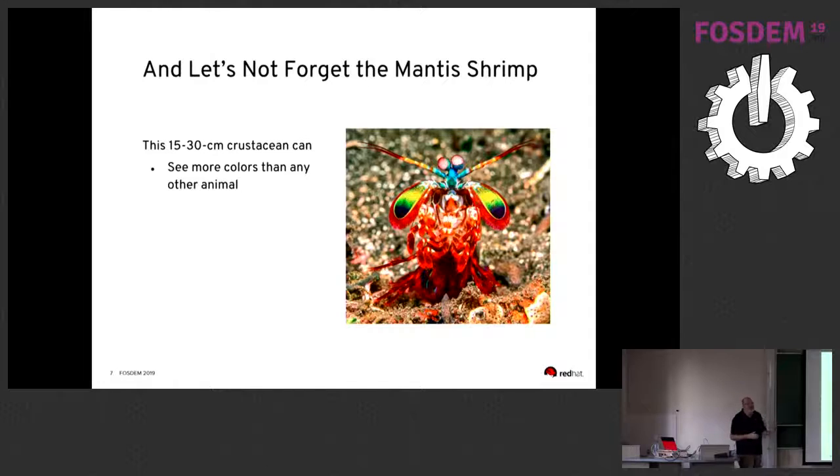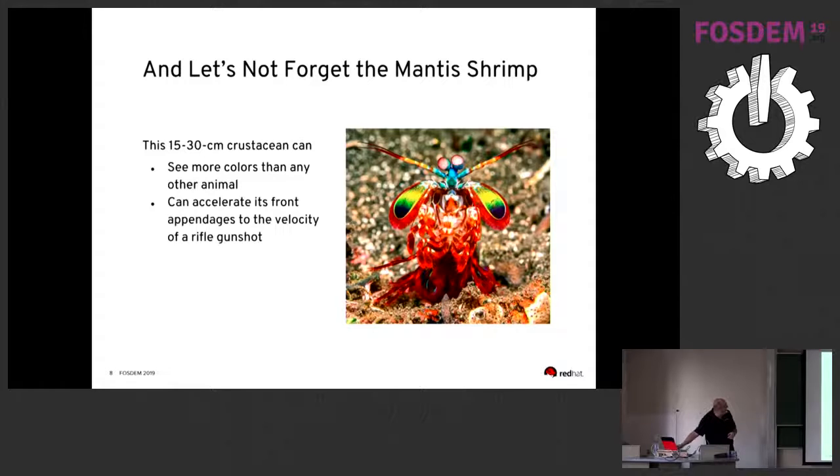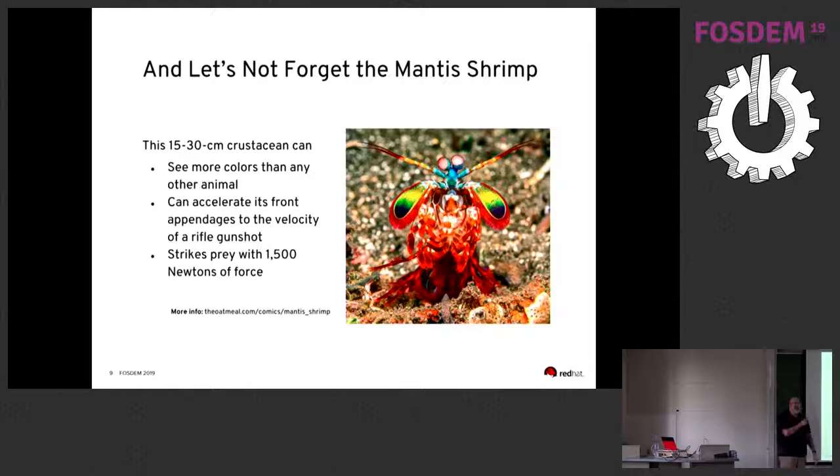And it's certainly demonstrated in its shell. But then, and some of you might already know this punchline, it has the ability of taking those two front appendages and jerking them out with the velocity of a rifle gunshot, which adds up to about 1,500 newtons of force. They can't keep these in an aquarium for basically two problems: they pretty much kill and eat anything in the aquarium with them, and they also break the glass, which can be awkward if you're a water-based animal.